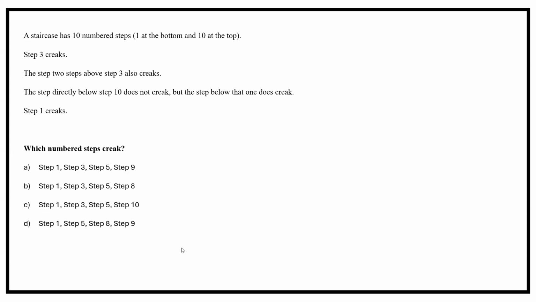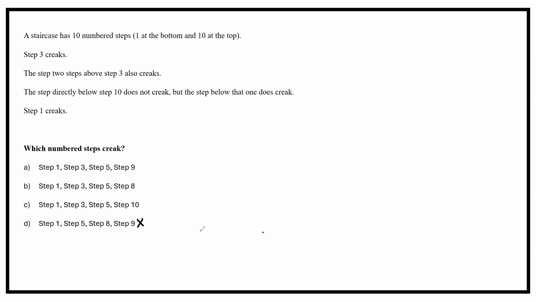What do you reckon? I think it's A because it says a staircase has 10 numbered steps, 1 at the bottom and 10 at the top. Step 3 creaks. So we keep 3. All right, perfect. Sorry, Annabelle. Before we go any further, step 3 creaks. So, can I get rid of any options at the moment? You can get rid of D. Perfect. All right, let's keep going.